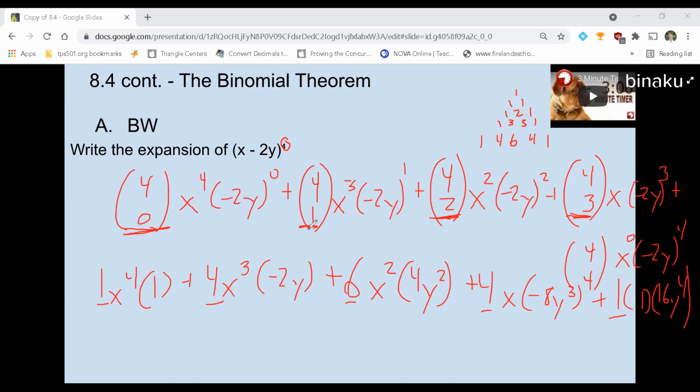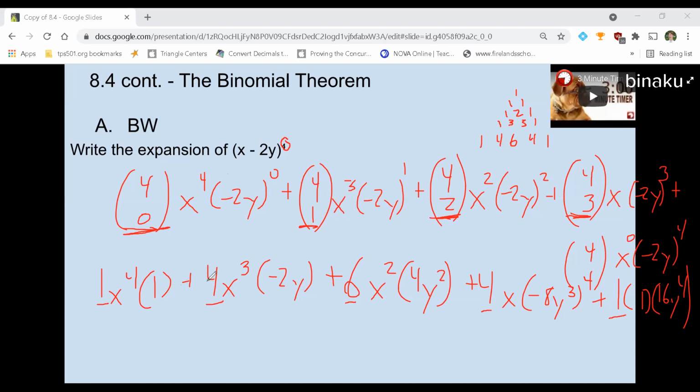And when it is subtraction, you have to be very careful and write it like we did, where you put the term in parentheses with the negative sign, because negative 2 squared should be positive 4.